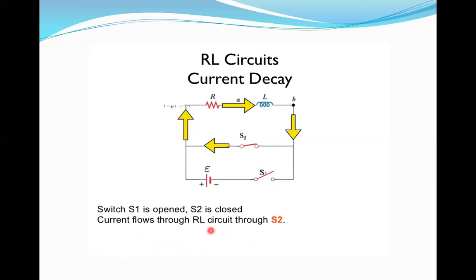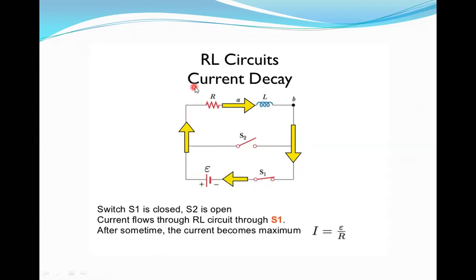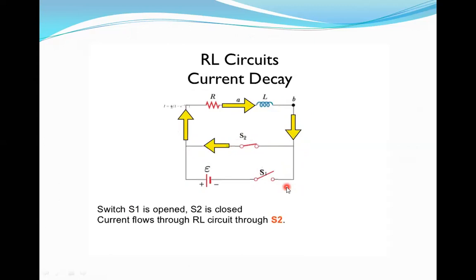Now we keep switch S1 open and S2 closed. So when switch S1 is open and switch S2 is closed, current flows through the RL circuit through S2. As S1 is open, no current will flow through that mesh, so the current flows only in this particular mesh. Earlier, the current flowed through the complete circuit. But now the current is only flowing through this mesh. We are allowing the current, which had reached its maximum value, to decay to its zero value. So this is the decay of current in the LR circuit.